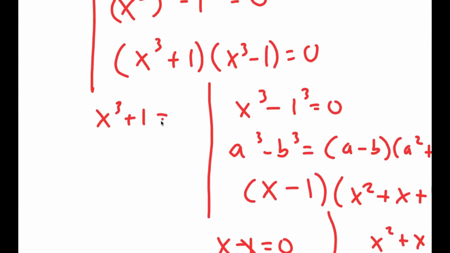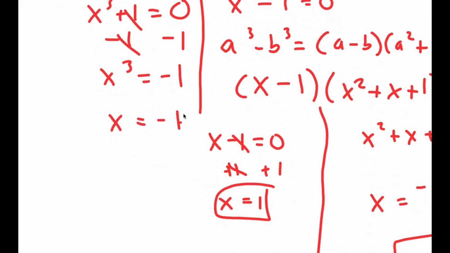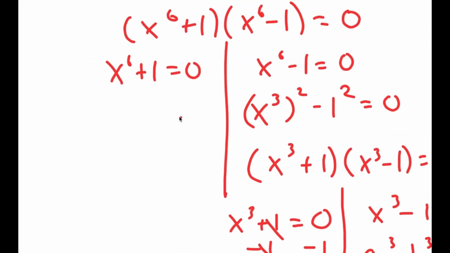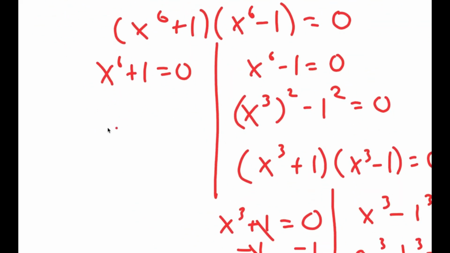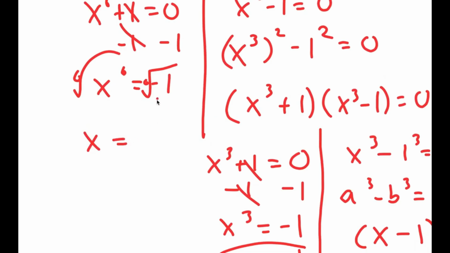So now I have x to the power of 3 plus 1 is equal to 0. And I'm going to subtract 1 on both sides, so I get x to the power of 3 is equal to negative 1, meaning x is also equal to negative 1. So this is another solution. Now for x to the power of 6 plus 1 equals 0, I'm going to again subtract 1 on both sides. So I get x to the power of 6 is equal to negative 1. And if I take the 6th root, I get x is equal to the 6th root of negative 1, which is equal to negative 1 to the power of 1 over 6.